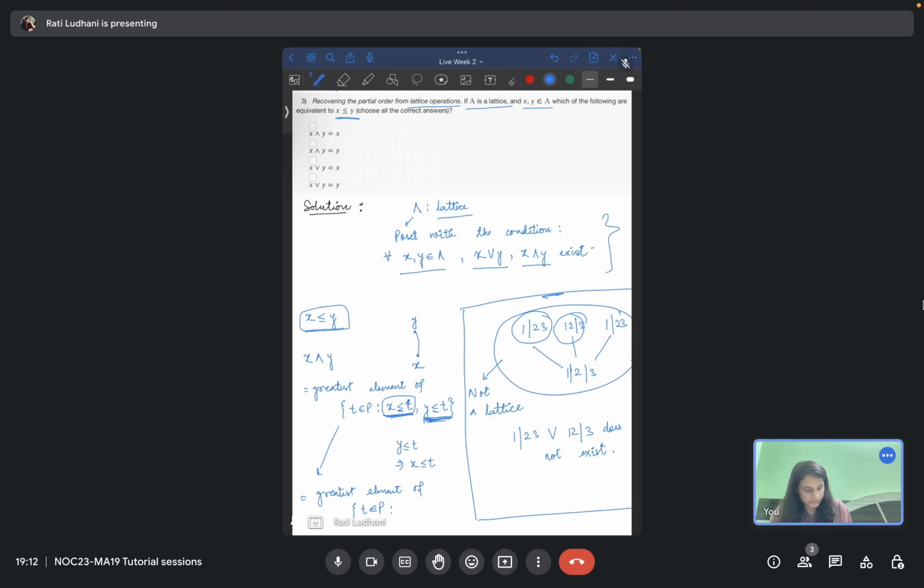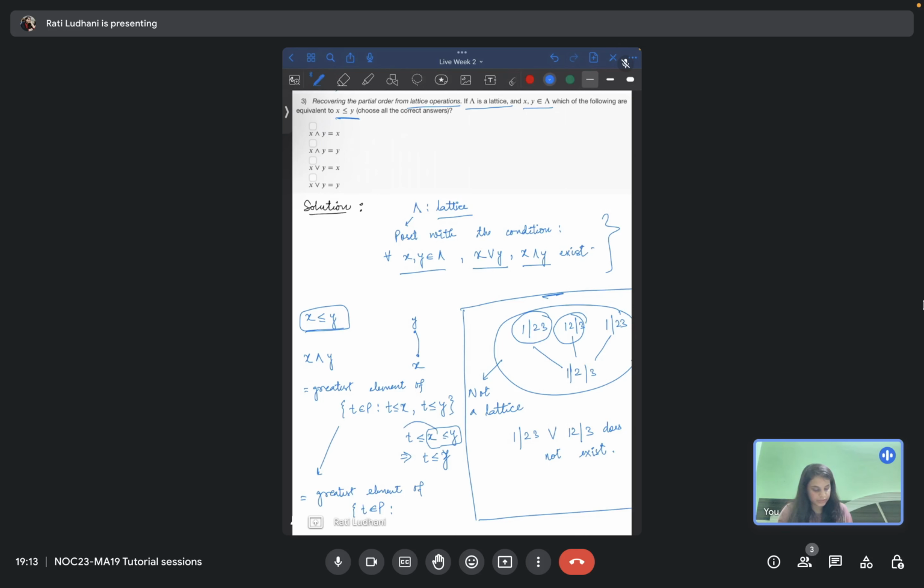Ah, right, that is the mistake. So greatest element of t, is t less than or equal to x? Yes, exactly. So t is less than or equal to x, so now it makes sense. If t is less than or equal to x, and you know that x is less than or equal to y, this implies t is less than or equal to y.